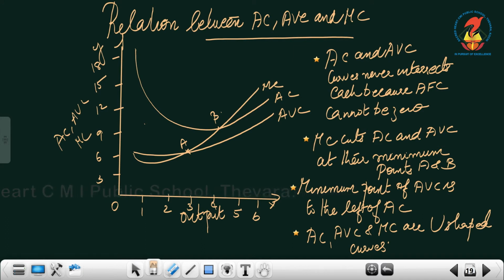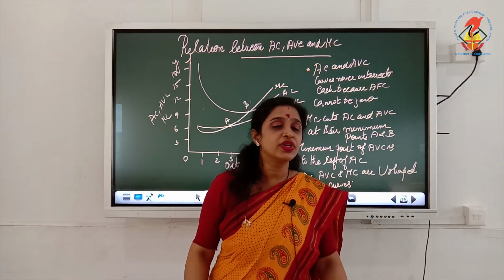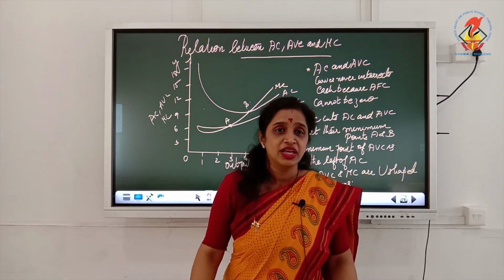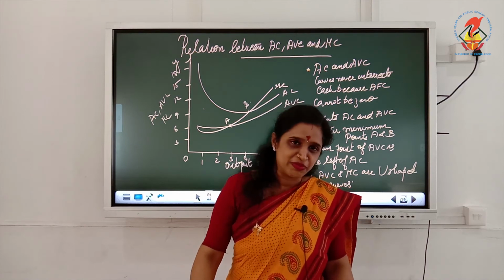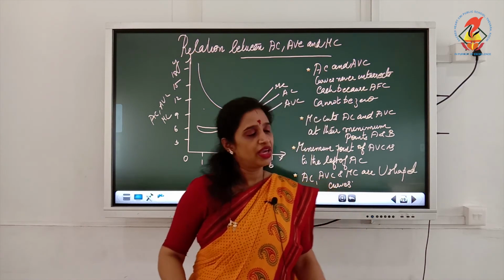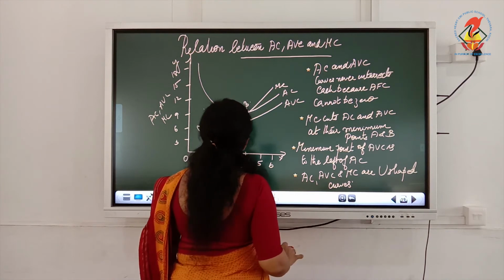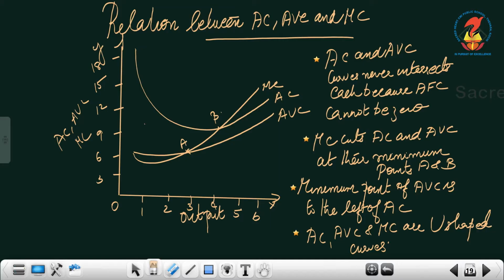We have represented all three curves in one graph. AVC, AC and MC are all U-shaped curves, and I have drawn the diagram where you can find the intersecting points as A and B. At the intersecting points A and B, you can find MC is equal to AVC and MC is equal to AC.